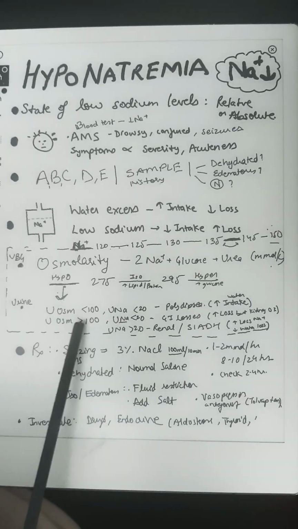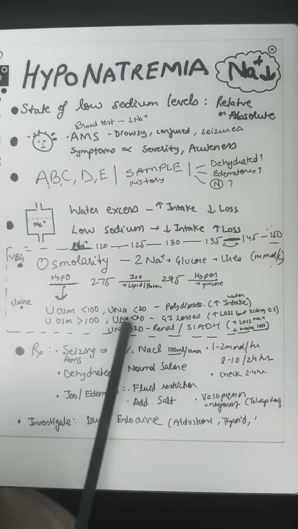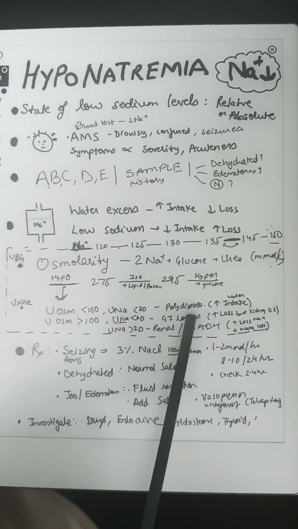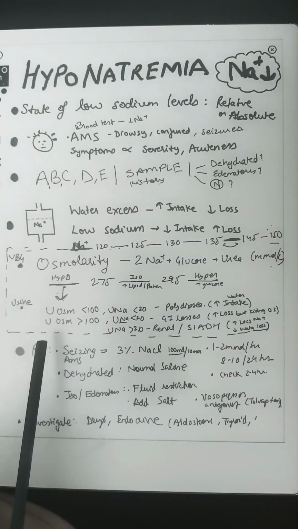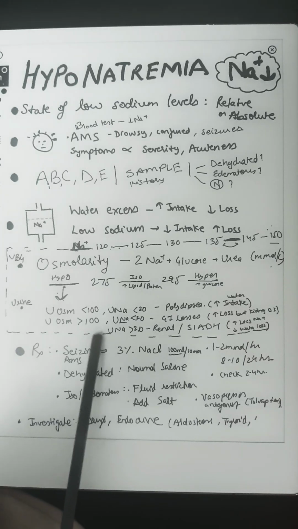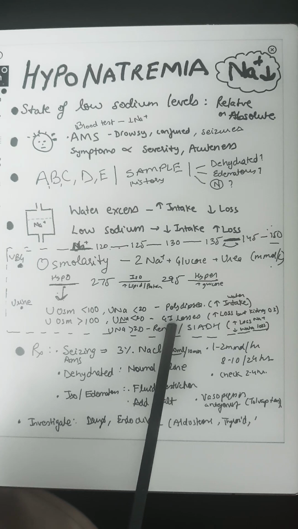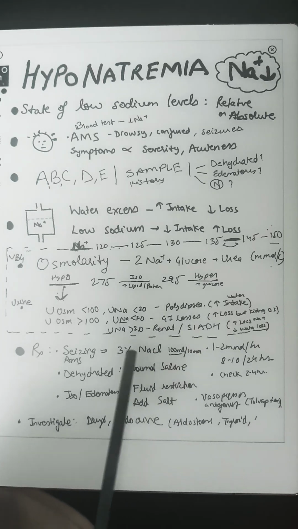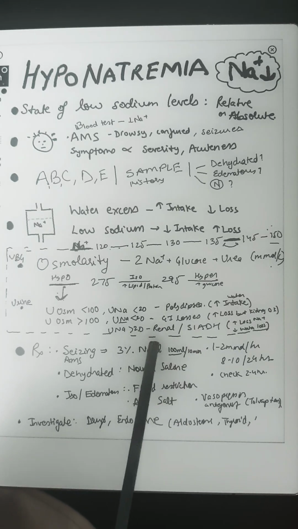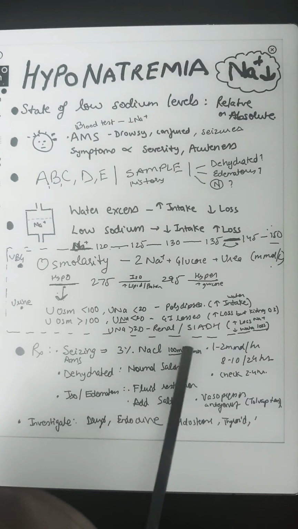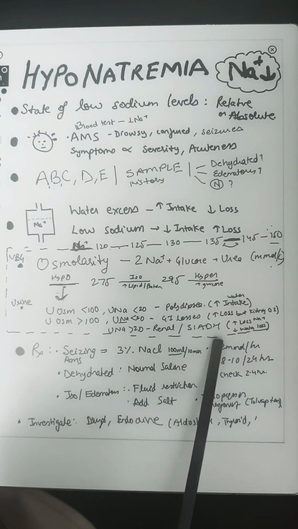Urine osmolarity low means dilute urine, and urine sodium low may be because the person is drinking a lot of water, like in polydipsia. If urine is concentrated and the urine sodium is low, then it could be because of a lot of gastrointestinal losses. And if the urine sodium is high, that means the kidneys are losing sodium, or it could be the syndrome of inappropriate antidiuretic hormone.